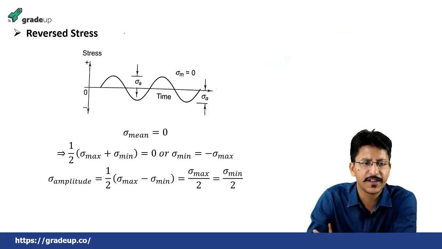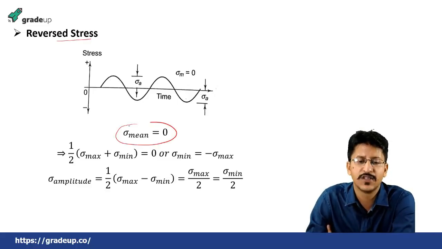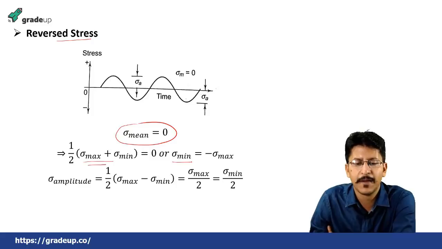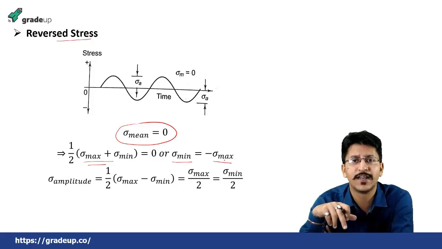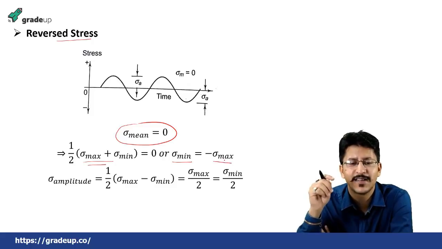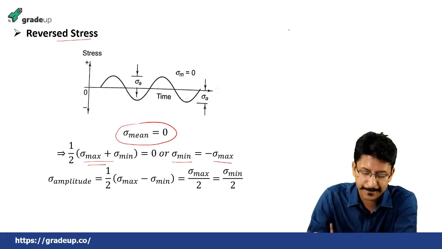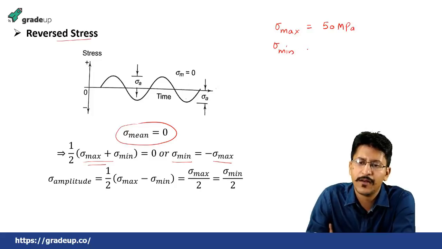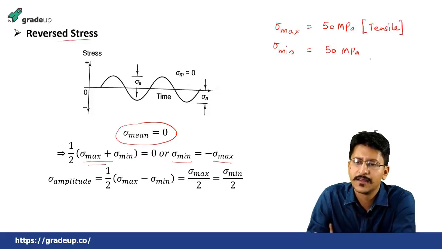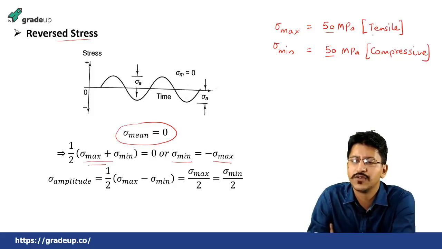The third case is the reversed stress. In the case of reversed stress, the mean stress is 0. So if mean stress is 0, then sigma minimum is negative of sigma maximum. Negative means the magnitude is the same, but it is in the opposite direction. That means if the maximum stress is tensile, suppose sigma maximum is equal to 50 megapascal, then sigma minimum will also be 50 in magnitude. But if this is tensile, then this one will be compressive. They are the same in magnitude but just opposite in direction.